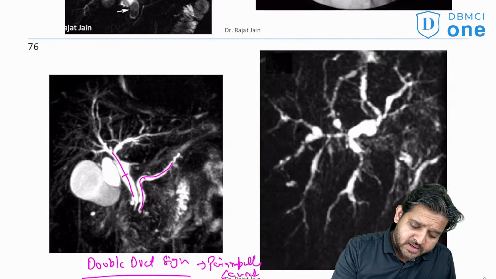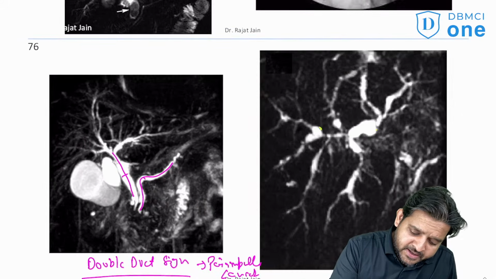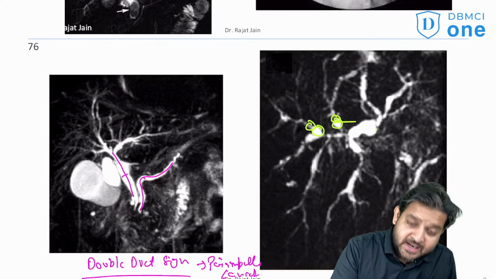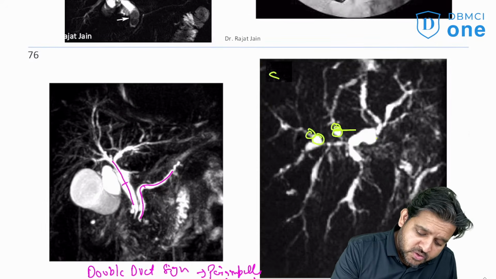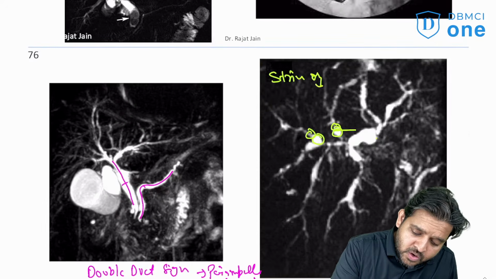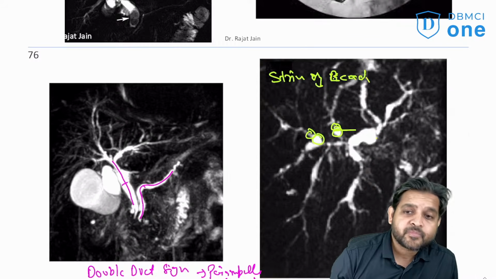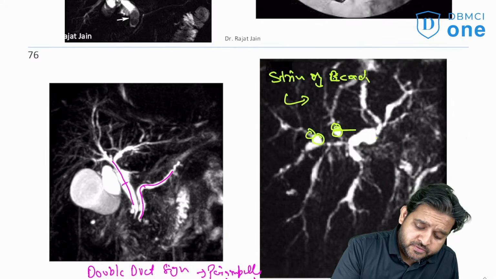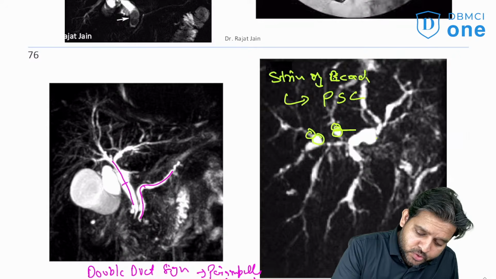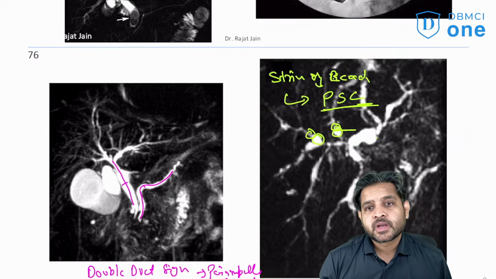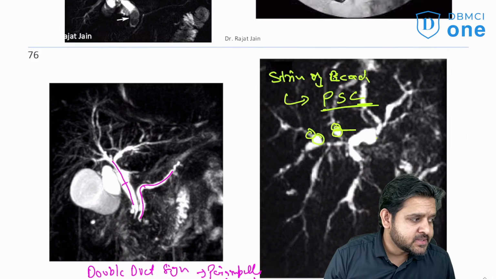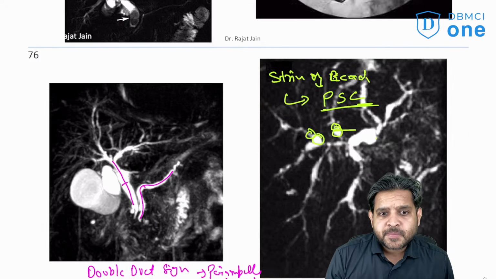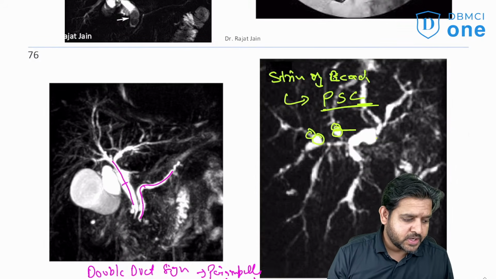Whereas what do we see here? In the intrahepatic biliary radicals see dilatation and constriction, dilatation and constriction. Now this is called as string of bead appearance. A string of bead appearance is a feature of primary sclerosing cholangitis.